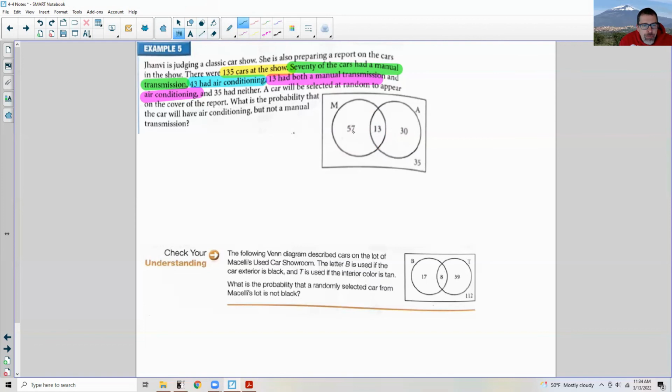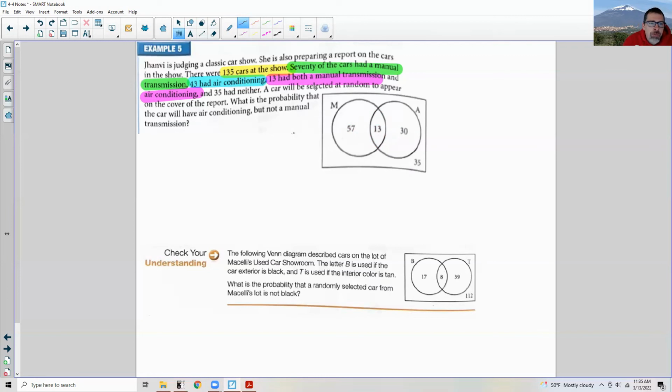So if I add these up, 57 and 13 is 70, plus 30 is 100, plus 35 is 135. So these numbers should all add up to our total in the car show, and it does.